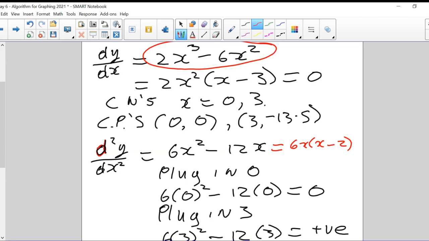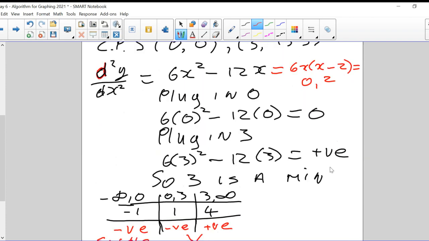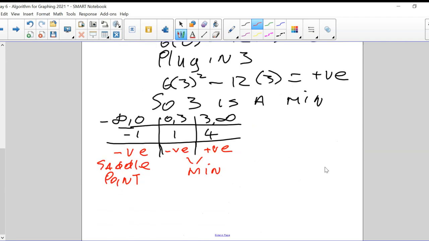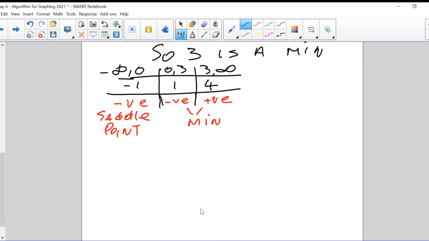So when I set that, which I just wrote in red, equal to 0, that is where I have the things that I need for my table for concavity. Okay, so from this, when I set this equal to 0, I'm going to have 0 and 2. Hopefully everybody agrees with me on that. So I'm going to put another table together now. Let me go back to black, actually.